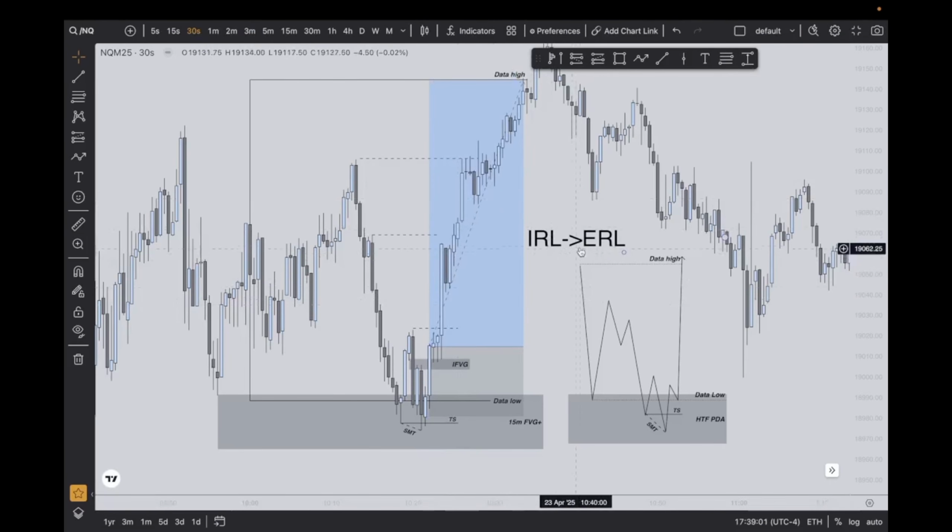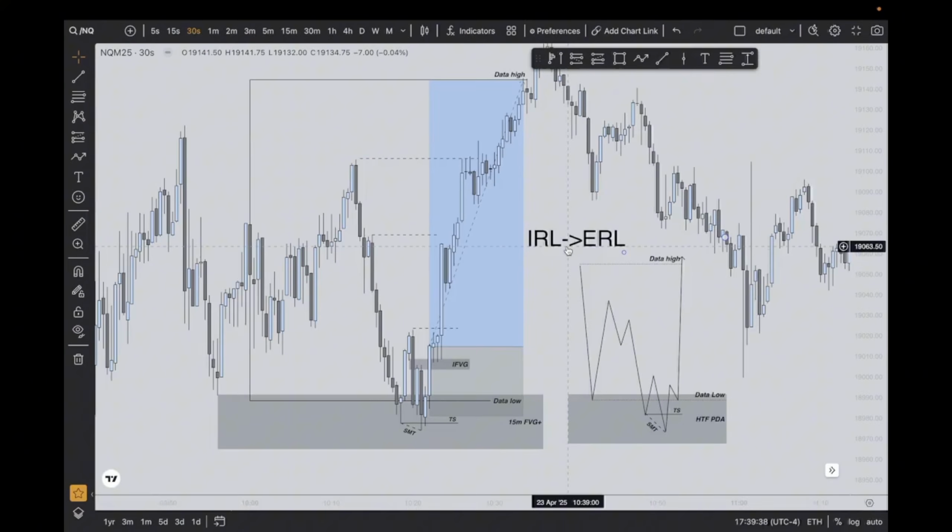Again, I love this model. Focus on IRL to ERL. Focus on continuations and displacement. If you use this model right, you will literally have a 70 to 80% win rate and just be so comfortable in trading. Not only is it easier to manage your psychology with this trading model, you get paid for it. Out of 10 days, you're going to win 6 to 8 of them. That's so easy. You just have to watch your mental for 3 days. For 3 days out of 10, you have to follow your rules and walk away with a loss.